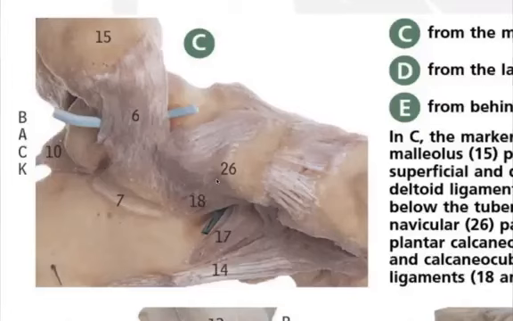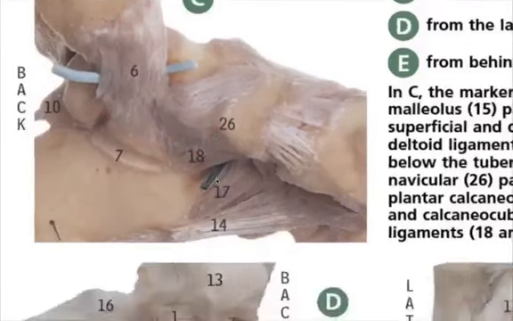Sir, can I ask a question? Is there any attachment with the navicular bone? Here with the tuberosity of the navicular. Here you can clearly see, as I said, number 26 is the tuberosity of the navicular. So here will be the deltoid attachment. There will also be some part attaching with the tuberosity of the navicular bone. This is a clear picture of the attachment. Yes. Okay.